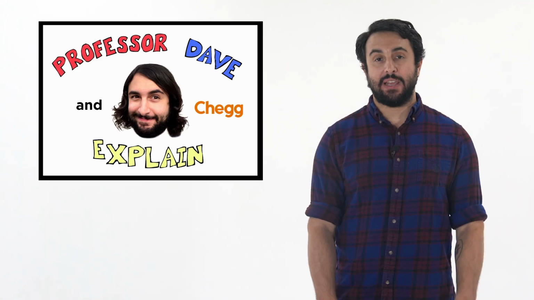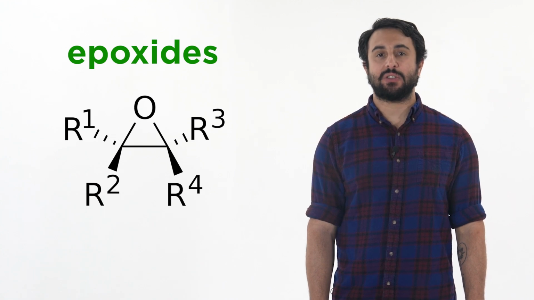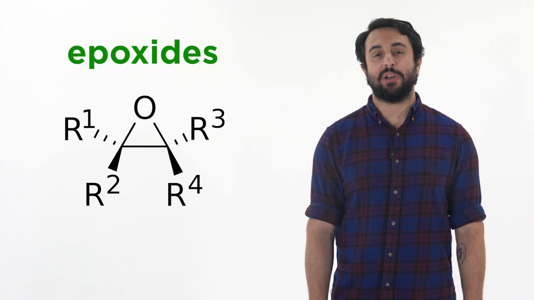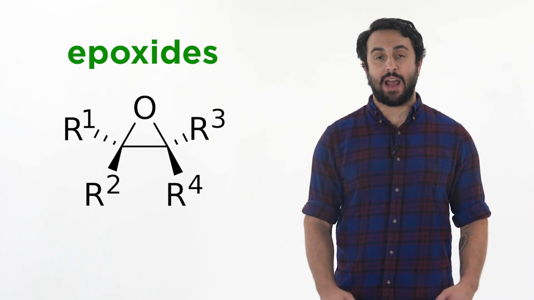Professor Dave and Chegg here. We know a bit about ethers, but there is a specific subset of ethers called epoxides, or oxiranes, which have some interesting properties that we will want to understand. So let's get a closer look at epoxides now.